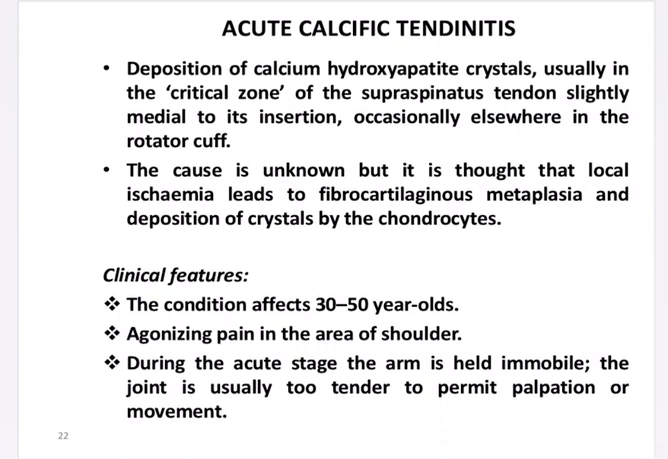Clinical picture of acute calcific tendinitis. The condition usually affects the patient between 30 and 50 years old. There will be agonizing pain in the area of the shoulder. This pain cannot be relieved by usual maneuver or usual modality of pain management. During the acute stage, the arm is held immobile. The patient is usually too tender to permit palpation or movement.